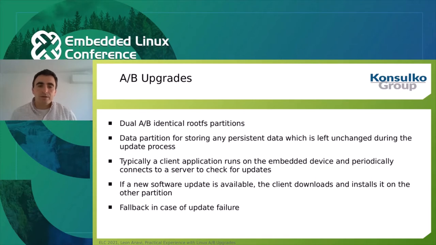Let's start with the AB upgrades. Actually, this is the main focus of the presentation. So we have dual AB identical root FS partitions, partition A and partition B. The idea is that the device is running with one of the partitions as active. When there is an update, the client application, which runs on the embedded device, periodically checks the server for an update. If there is a new software update available, the client downloads this update, installs it to the B partition, and after that, using the bootloader, it switches to this B partition.